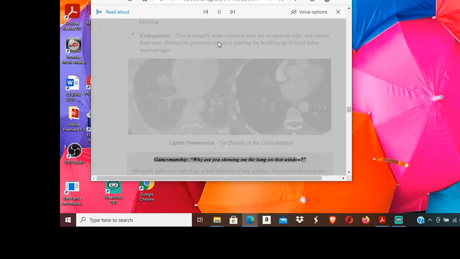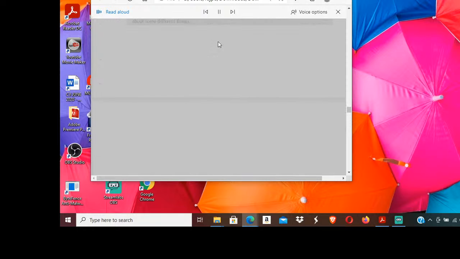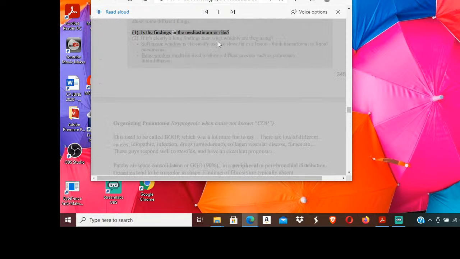Obviously pulmonary pathology is best shown on a lung window. So anytime the test writer is showing you a pulmonary pathology on a non-lung window, that should cue you to think about some different things. 1, is the finding in the mediastinum or ribs? 2, if it's clearly a lung finding, then what window are they using? Soft tissue window is classically used to show fat in a lesion, thin hematoma, or lipoid pneumonia. Bone window might be used to show a diffuse process such as pulmonary microlithiasis.